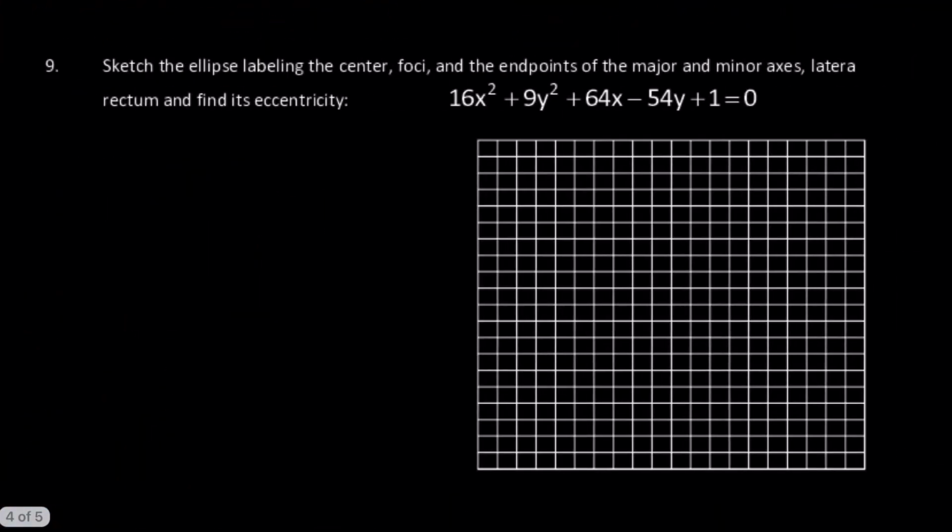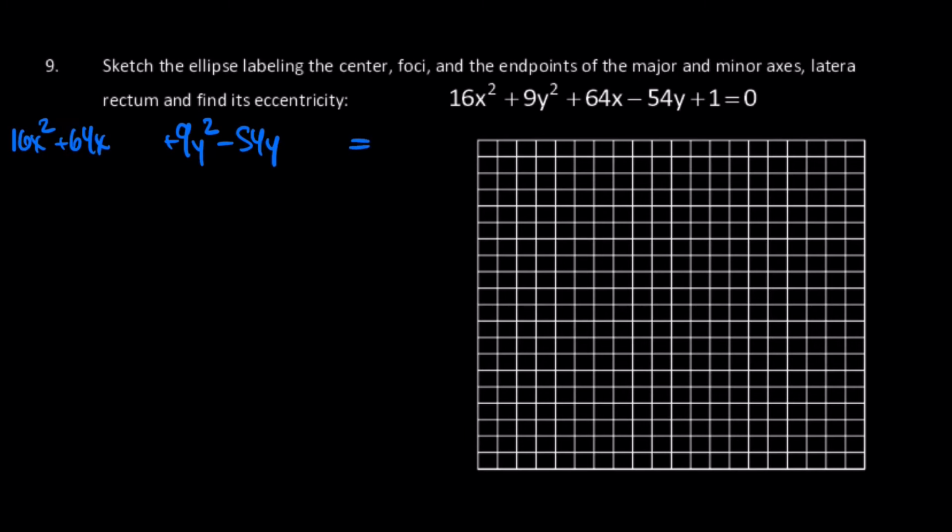All right, so now we get to the tough problems here. Sketch the ellipse, labeling the center, the foci, and the endpoints of the major and minor axes, lateral rectum, and find its eccentricity. So we got a lot to do. First thing I'm going to do is group my terms, because obviously I need to get that from general form into standard form. So I'll start by taking my x's over here, 16x squared plus 64x. Give yourself a little room. Plus 9y squared minus 54y.